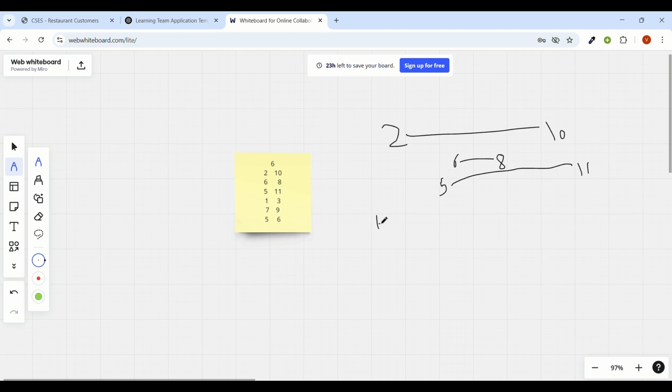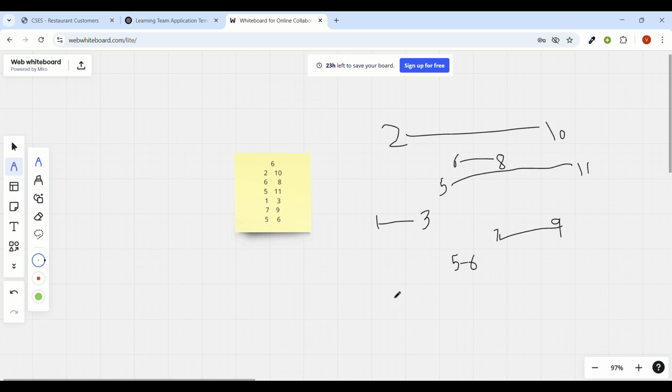Then the fourth customer arrived at 1 and left at 3. Then the fifth customer arrived at 7 and left at 9. The last customer, the sixth customer, arrived at 5 and left at 6.